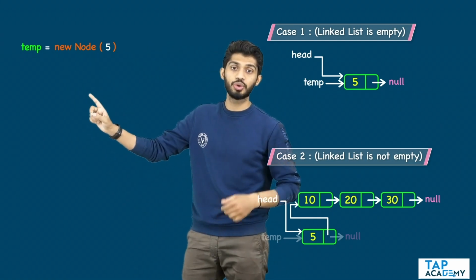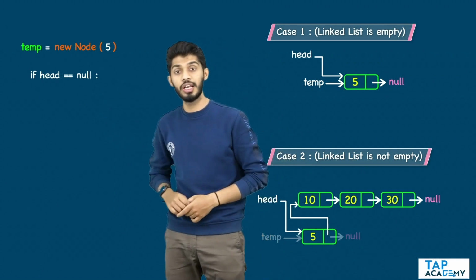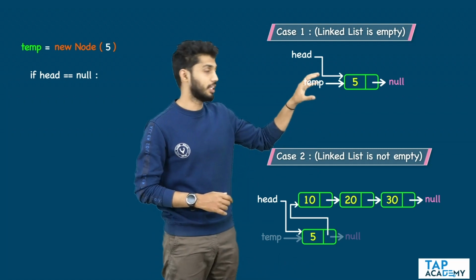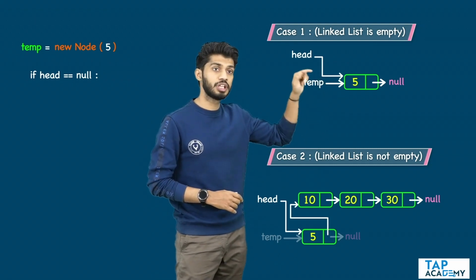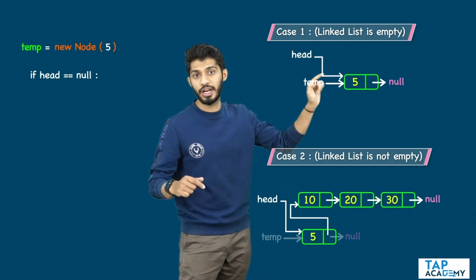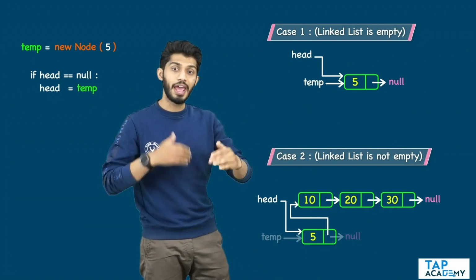If head is pointing to null or none, so I'll say head is equal to null. If it is pointing to null, then I know this is my first node, so all I have to do is head should start pointing to temp. Whatever is in temp should be stored in head. How do I write that? Head is equal to temp. Else, what do I have to do?